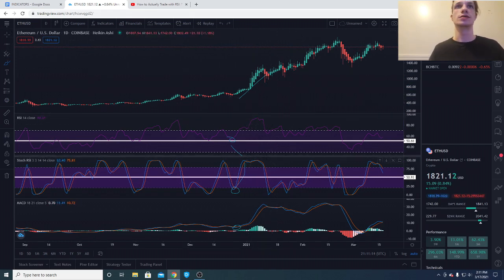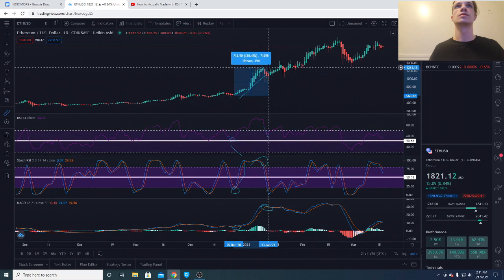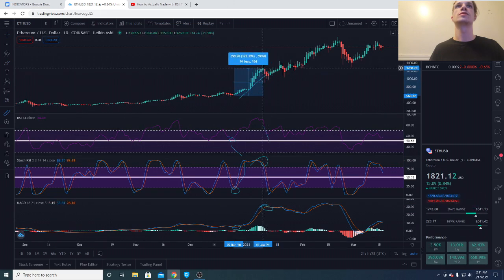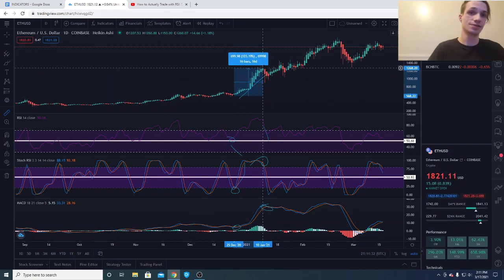Alright, and then you get your sell signal right here. Boom, boom, green goes into red, crossing down. Alright, and then let's see what percent we would have got here, right? 125% in 19 days. Alright, so you get the point.